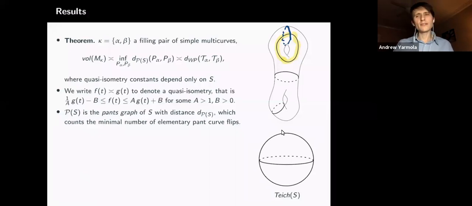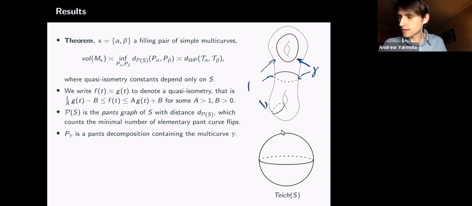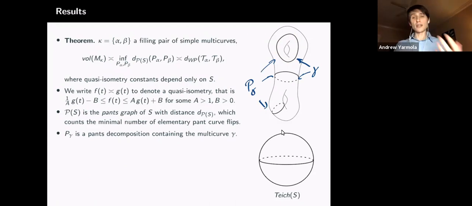Now, what do we mean by P alpha and P beta in our theorem? What we want to say is, if we have some curve or some multi-curve, let's say gamma is composed of these two pieces here, we can complete gamma to a Pants decomposition. So in particular, the choice of all three of these is some completion of gamma to a Pants decomposition of the surface, and there are many choices to do this. And our theorem says that if we look at any completion of alpha and any completion of beta, look at the distance, and then take the infimum of that distance over all possible completions, that value is quasi-isometric to the volume.